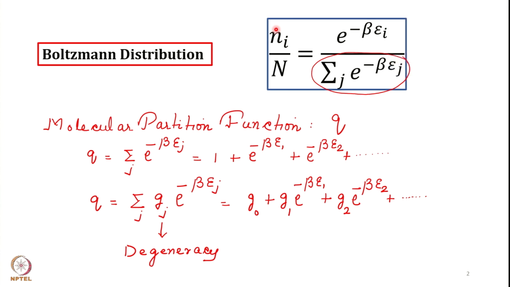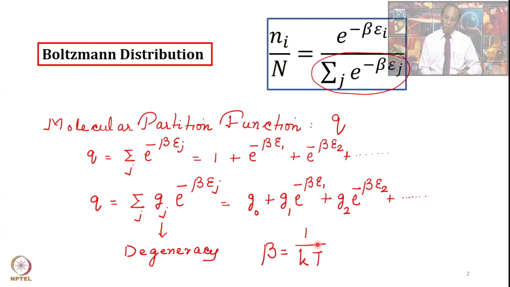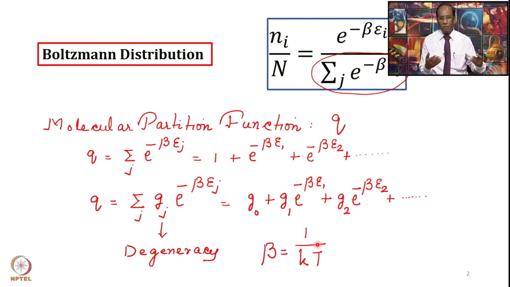Soon we are going to show that this beta is connected with temperature by this expression: beta is equal to 1 over kT, where k is the Boltzmann constant and T is the temperature in Kelvin. Sometimes you even refer to beta as temperature, because beta is connected with temperature through this term 1 over kT.